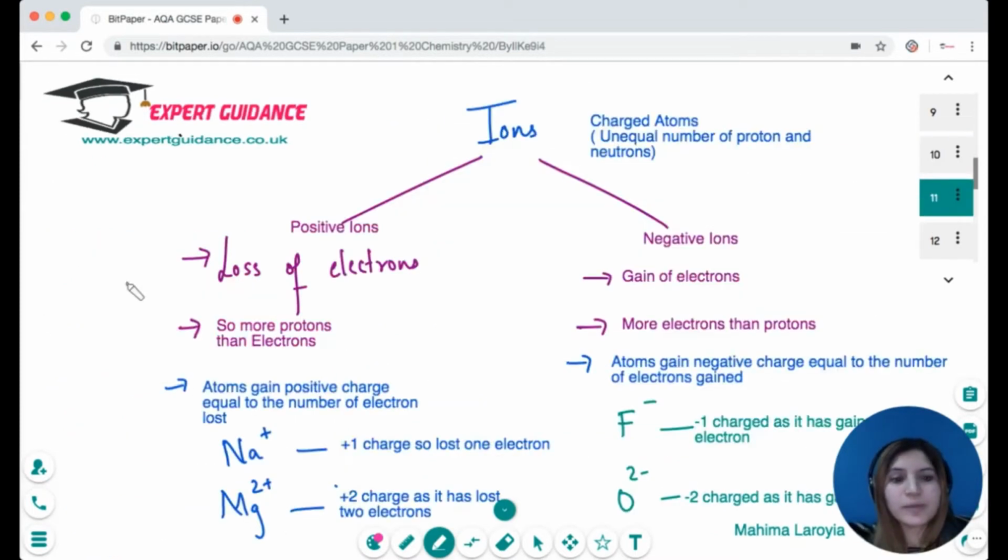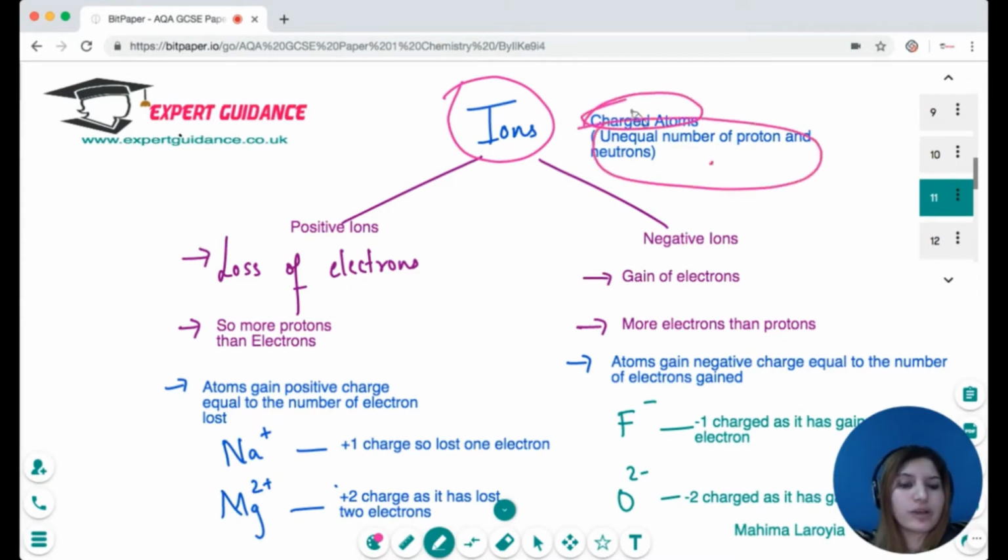Okay, so I hope it is clear to you. Now let us move on to what are ions. Now ions are charged atoms. Charged atom means they have unequal number of protons and neutrons. And how does this unequal number of protons and neutrons arise? Either by loss of electrons or gain of electrons.